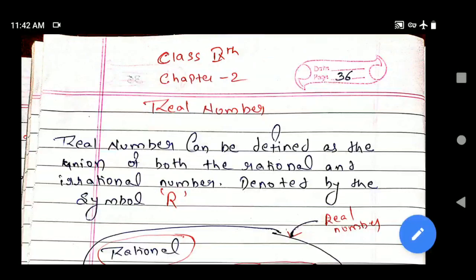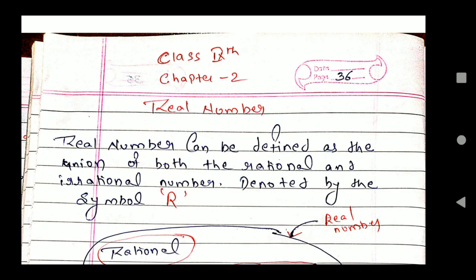Hello students, today we are going to start class 9 chapter number 2. It's real numbers. First we see what is a real number. It is a new topic for you. Real numbers can be defined as the union of both the rational and irrational numbers. It is denoted by the symbol R.